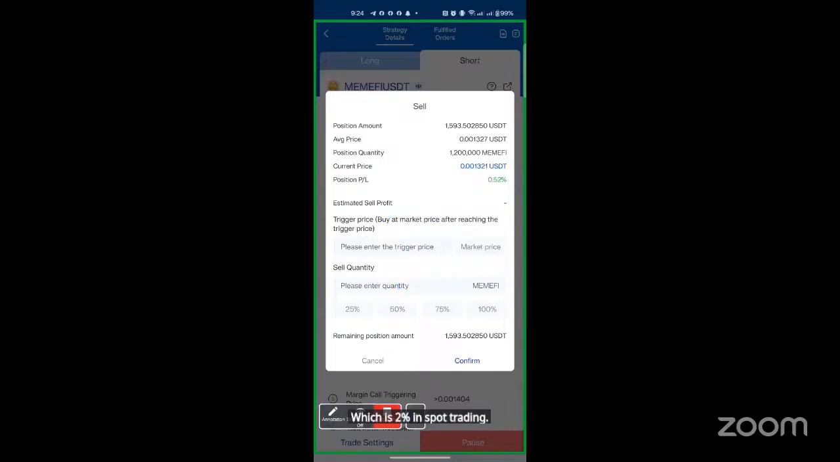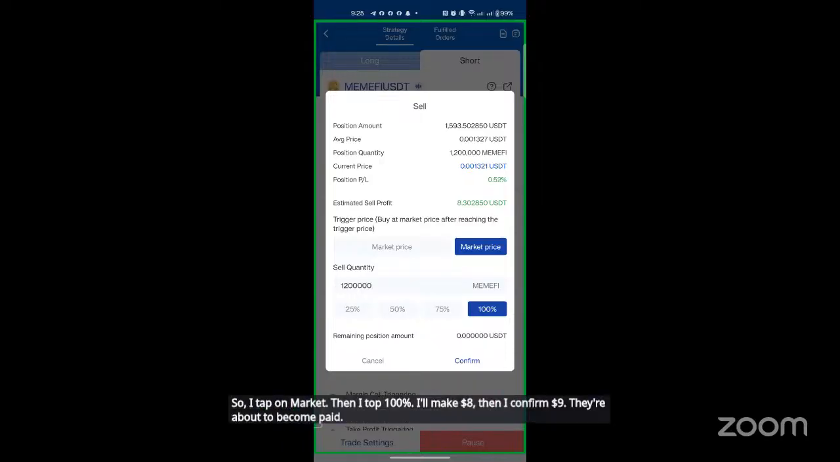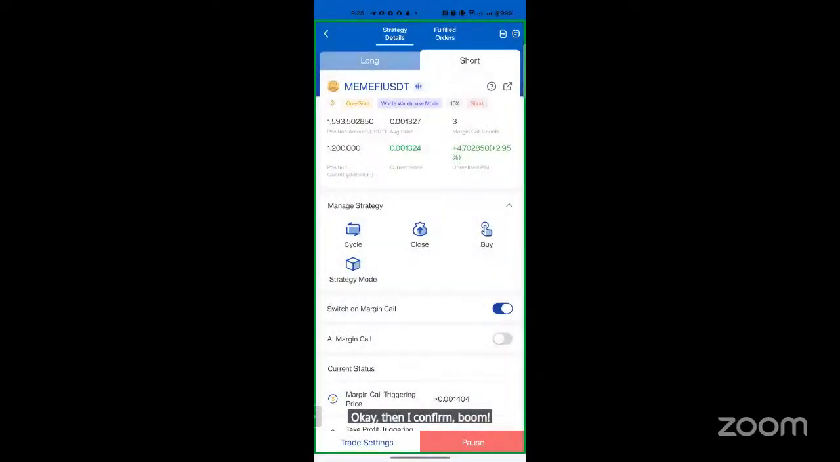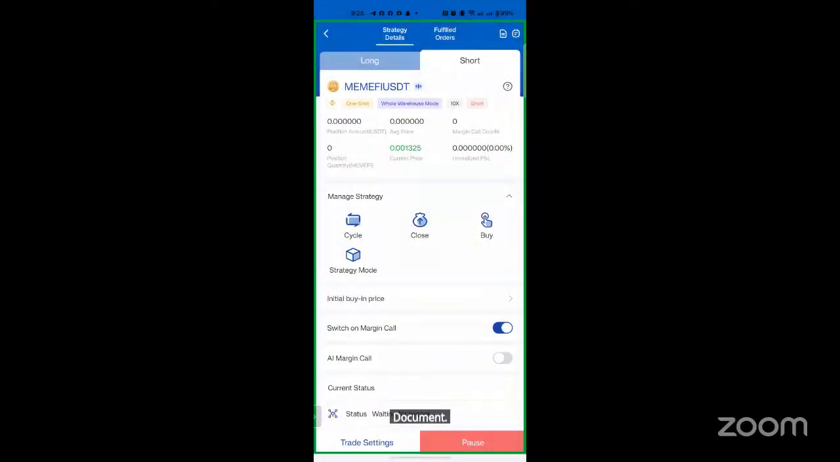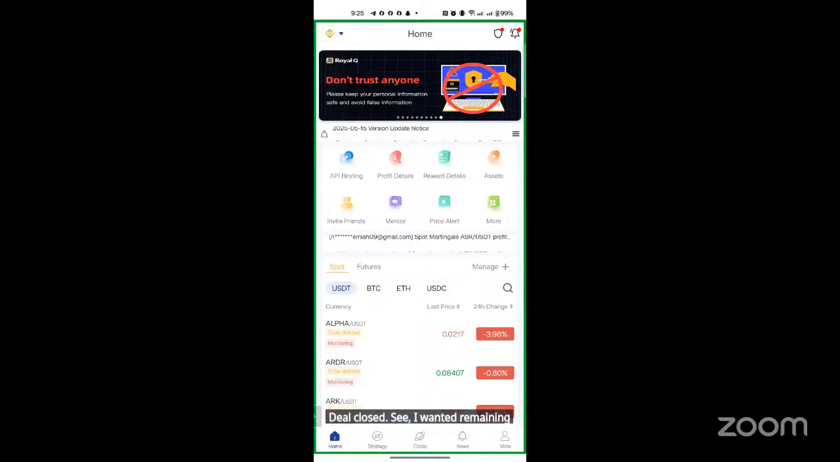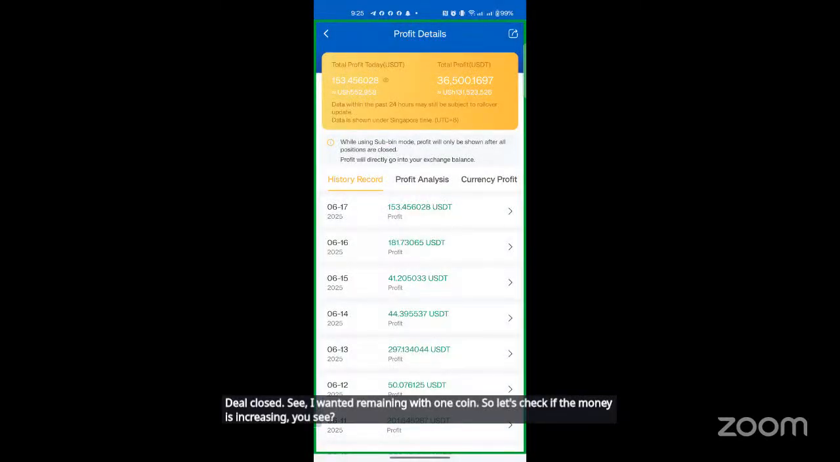So I tap on market, then I tap 100%. I'll make $8. Then I confirm. They're about to become 10. Then I confirm, boom. Then I refresh. So I have sold. Deal closed. You see, I'm only remaining with one coin. So let's check if the money is increasing. You see?